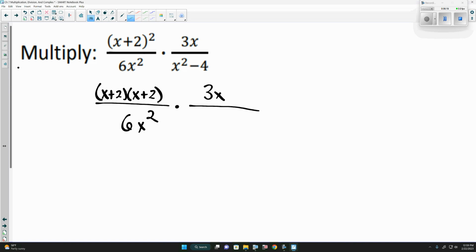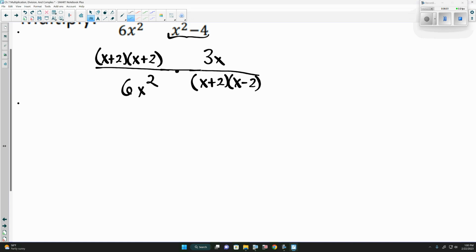Now the only one we actually need to factor is x squared minus 4, which is x plus 2 and x minus 2. It is a difference of perfect squares. Whenever we have two terms being subtracted, we can look for a greatest common factor first. But x squared and 4 do not have a greatest common factor. x squared is a perfect square, it's x and x. 4 is 2 and 2. So we have x plus 2 and x minus 2.